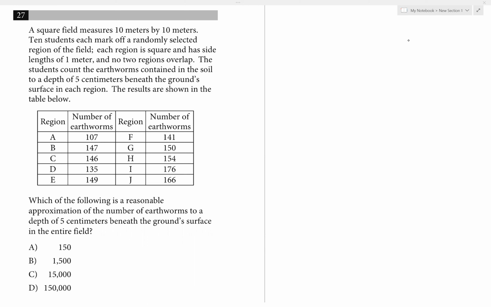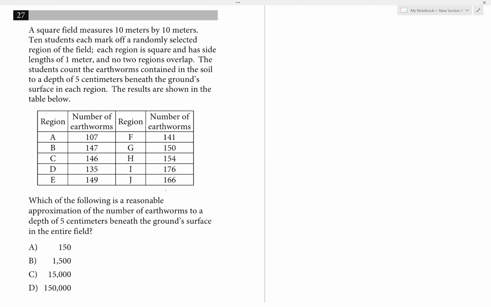Okay, so we have this table. A, B, C, D, E, F, G are all 10 regions and the number of earthworms in each region. Which of the following is a reasonable approximation of the number of earthworms to a depth of 5 centimeters beneath the ground surface in the entire field? Okay, and the choices are 150, 1,500, 15,000, 150,000.